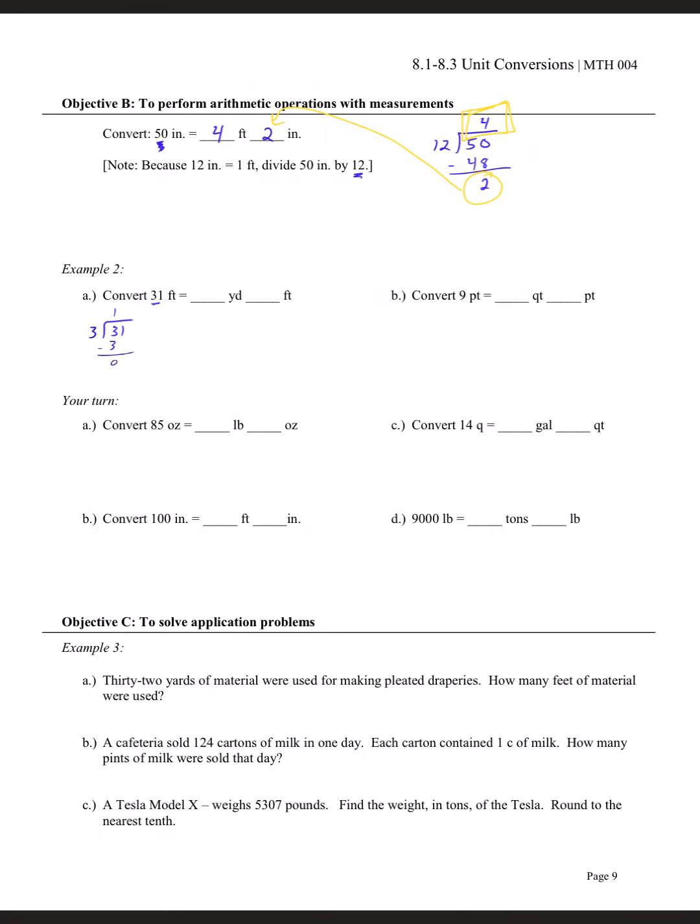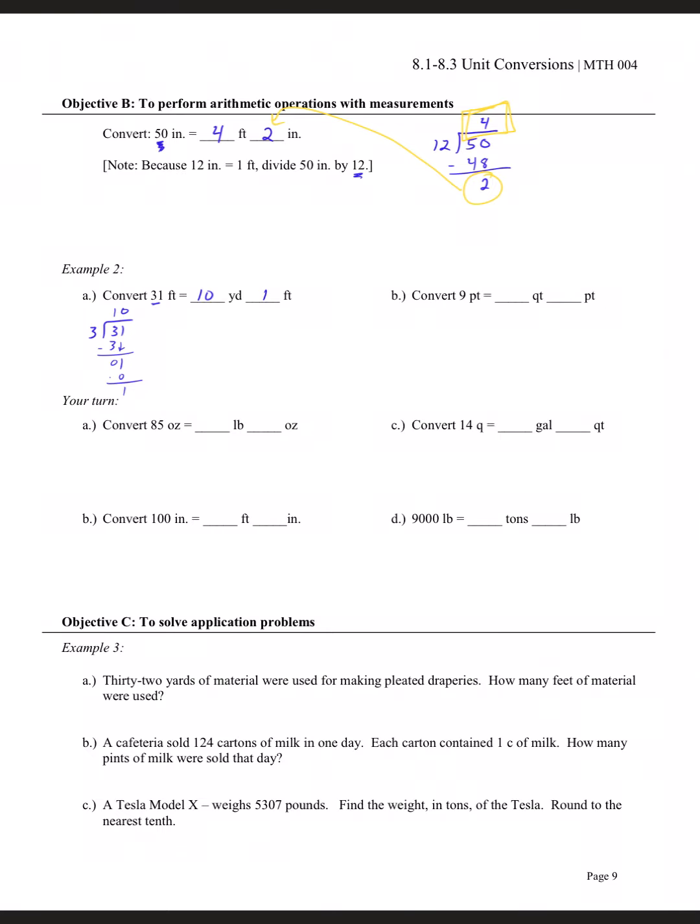We're just doing the longhand division there. 3 goes into 1 0 times, so 0 times 3 is 0. We subtract, we're left with 1. So that means if you have 31 feet, that's the same as 10 yards with 1 foot left over. All right, let's try the next one.